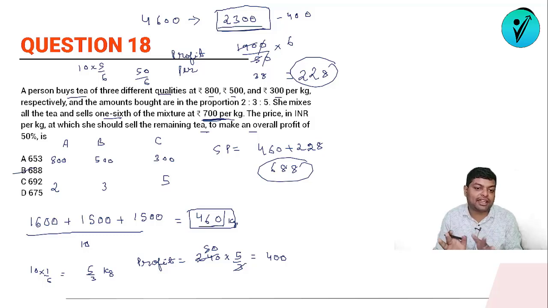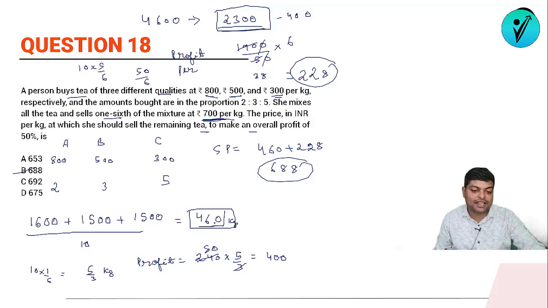समझ में आया हमने क्या क्या किया? First of all, it was given that we had 3 varieties of sugar. One was costing 800, another one was costing 500, and another one was costing 300. We have to mix them in the ratio of 2:3:5. So effectively, when you mix it in the ratio of 2:3:5, what will be the price per kg, or what is the cost price per kg of the mixture?